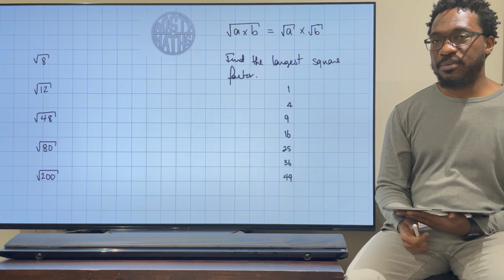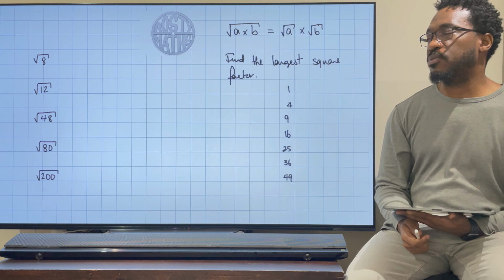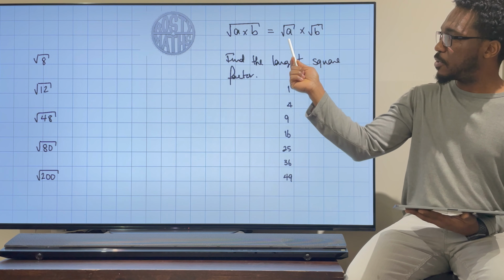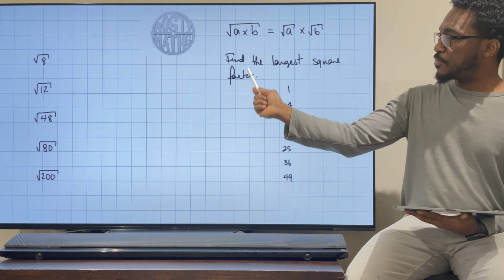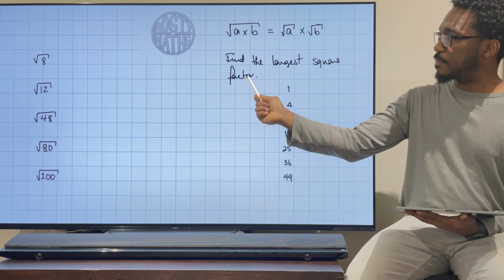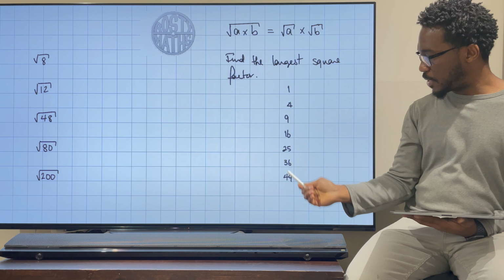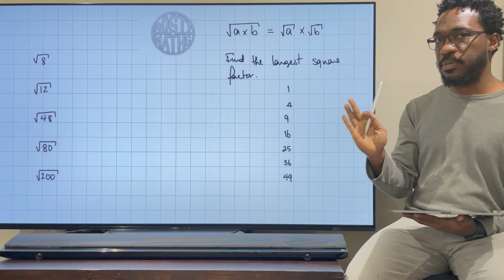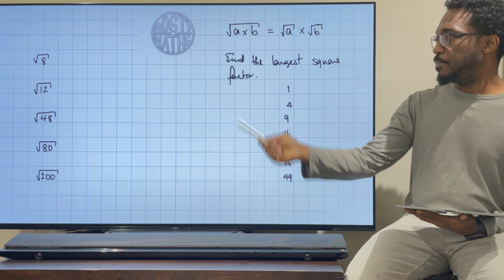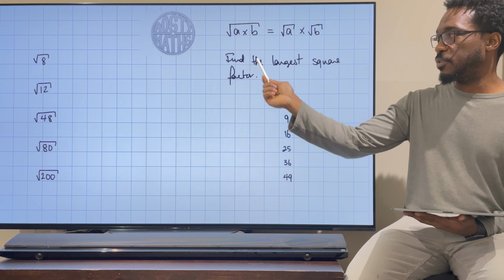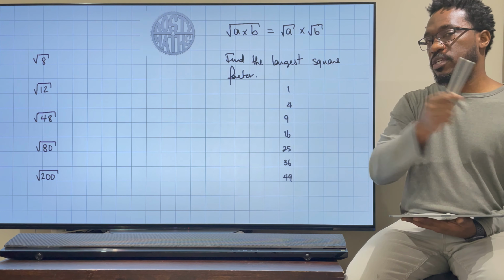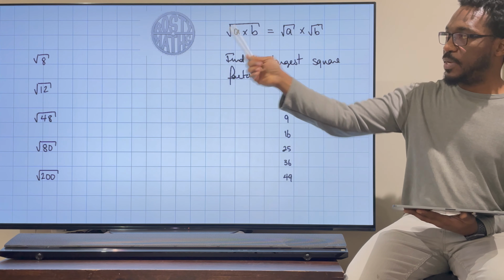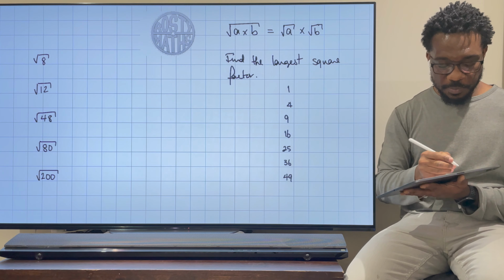Right, so now let's go and see how we can factorize those. So now I know my rule, so I know I can separate. I know I need to find the largest square factor, and I know what my square numbers are. So those are the 3 things that I need in order to be able to survive this. Make sure you know what factors are. If you don't know what factors are, go watch my video on the pop-out banner up there on factors. Anyway, let's go. 8. So I'm going to split my 8 now.